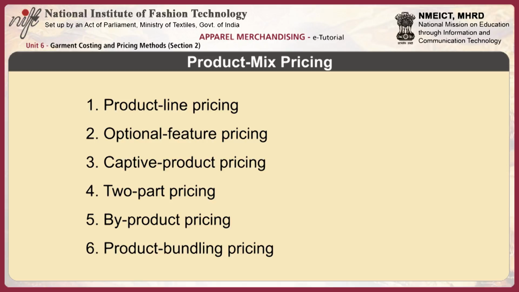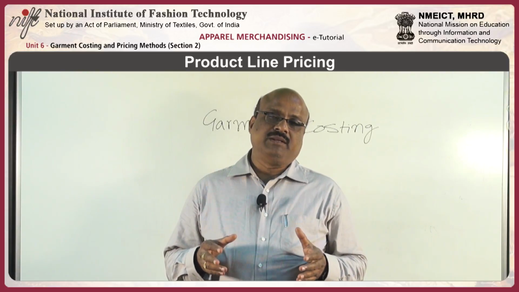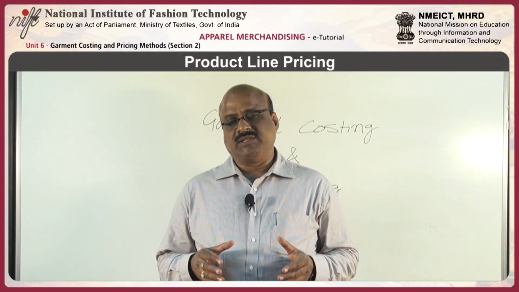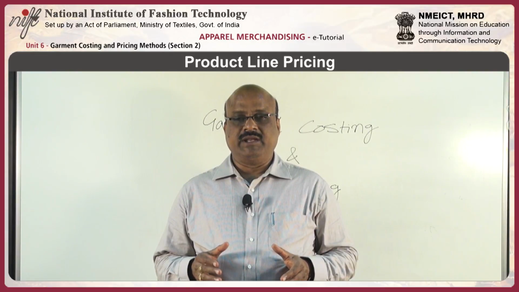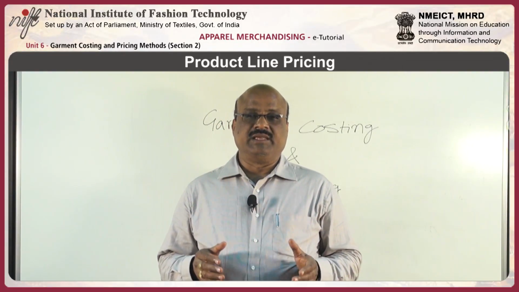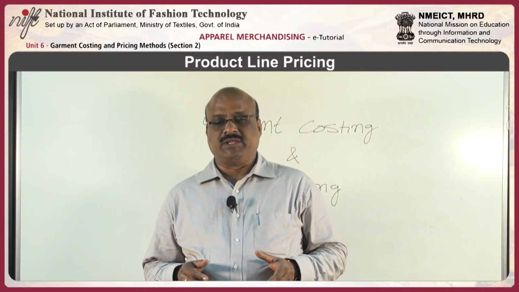They are: 1. Product line pricing, then optional feature pricing, then captive product pricing, then two-part pricing, then by-product pricing, and product bundling pricing. These are the various methods in product mix pricing. So let us learn about each one of these now. The first thing is product line pricing. Product line pricing involves companies normally developing product lines rather than single products and introducing price steps.